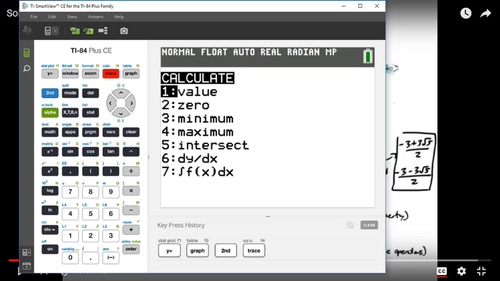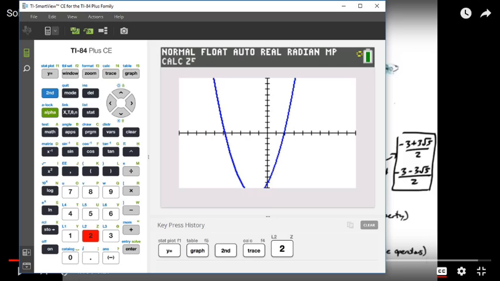So I'm going to select 2, push 2 right there. And then my calculator is going to look for these zeros. Now, for this graph, there's 2 zeros. There's one right over here, and there's one right there. Okay, so how does the calculator know which one you want to find first? Let's find this one first.